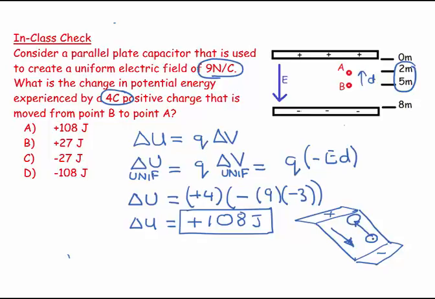If I move a boulder uphill, it contains more potential energy. If I move a positive charge against the electric field, it contains more potential energy. And so the sign does make sense from an analogy point of view. So there we have it.